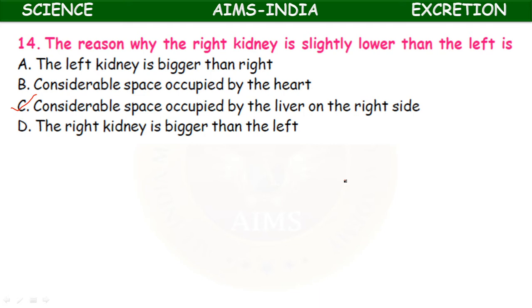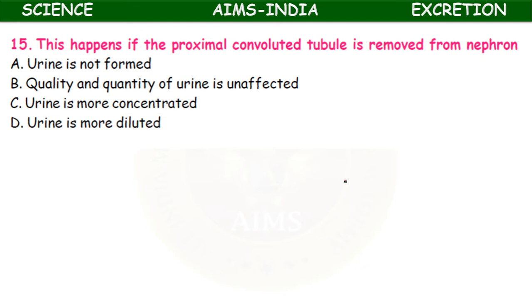Okay, homeostasis, this is arrangement, balance in the body. What happens if the proximal convoluted tubule is removed from the nephron? Urine is not formed. Quality and quantity of the urine is unaffected. Urine is more concentrated. Urine is more diluted. It is what happens if the proximal convoluted reabsorption is hampered. So urine is more diluted.